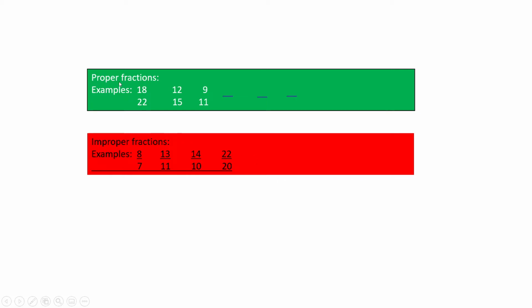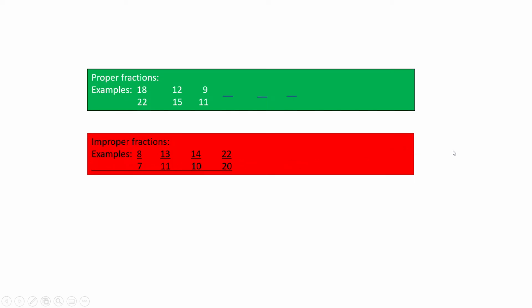So I'm going to explain this once again. Proper fractions have a smaller numerator than the denominator, while improper fractions have a larger numerator than the denominator. So 18 is smaller than 22, therefore it's a proper fraction. Improper fractions are 8 over 7, so the 8 is bigger than the 7. Can you list some more proper fractions and improper fractions?